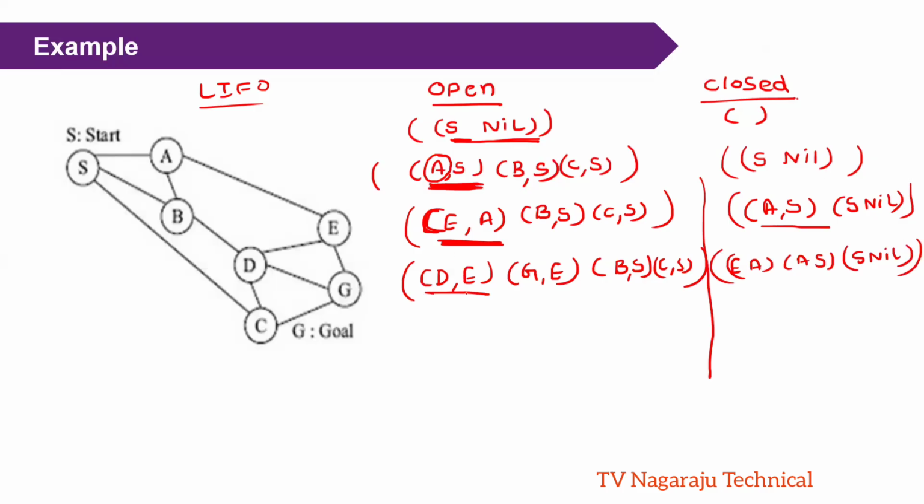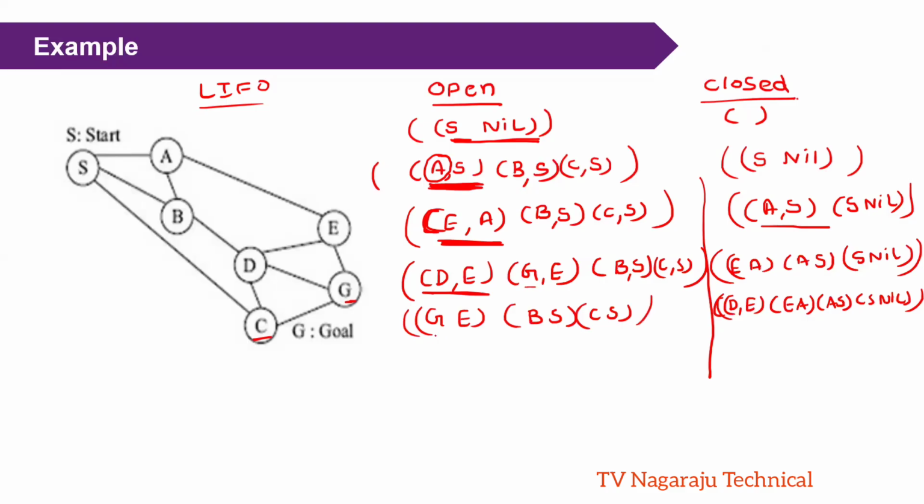Now, expand this node D comma E. For D, C is already visited, G is already visited. See, here G is available, C is also available. So, for D there are no unvisited vertices. Directly write down the D here: D, E, A, S, S nil. Now, G comma E is at the starting: G, E, B, S and C, S.